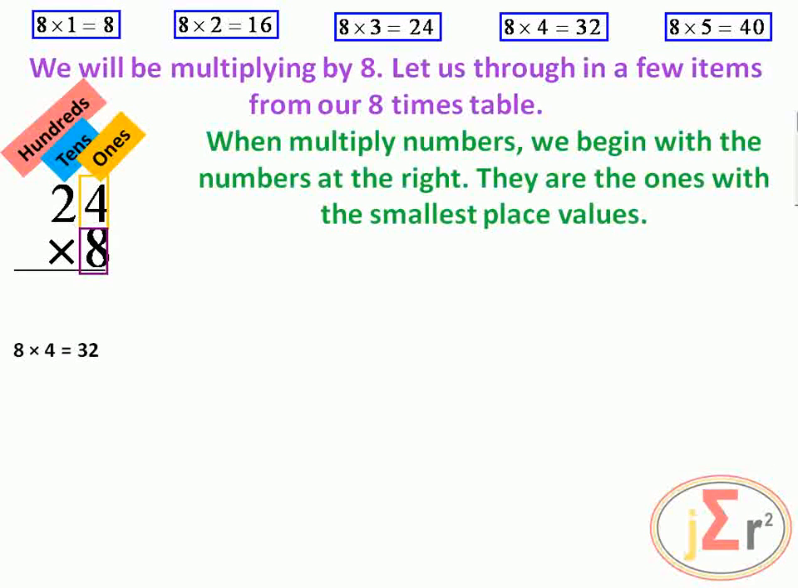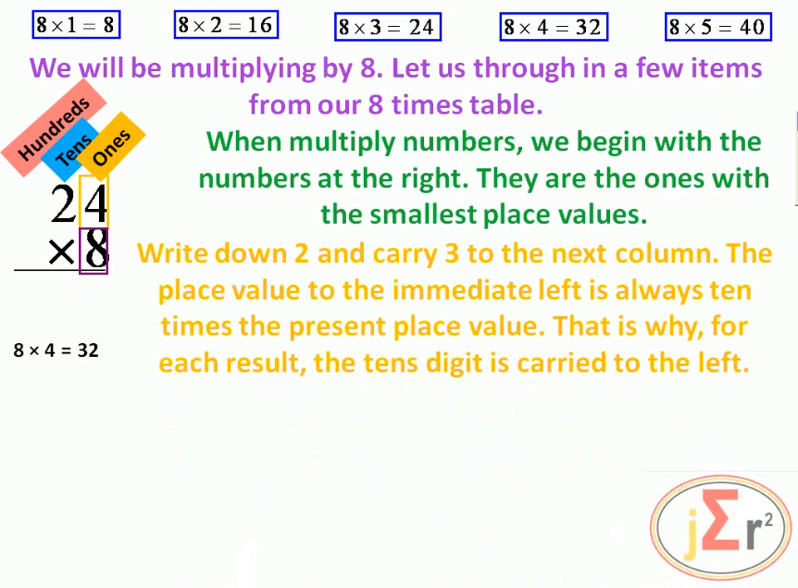It is a good thing that I have Jerry working with me, because sometimes I lapse in concentration and I might say the wrong thing. 8 fours, 32. What do we do? Put down the 2 and carry the 3. Right. Tens column. Great. Write down 2 and carry 3 to the next column.